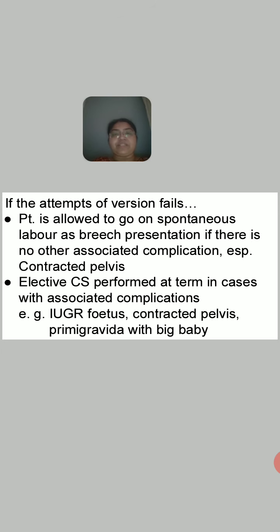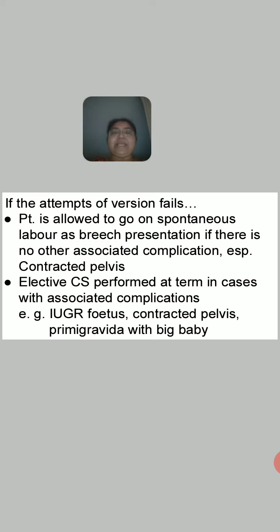If the second time also version fails, then what to do? Patient is allowed to go on spontaneous labor as breech presentation only. So pregnancy should be continued as breech presentation, and the delivery is also done as breech labor, if there is no other associated complication, especially contracted pelvis. There should not be any other complications associated with the breech pregnancy. At that time only you can allow the patient to continue pregnancy with the breech presentation, right?